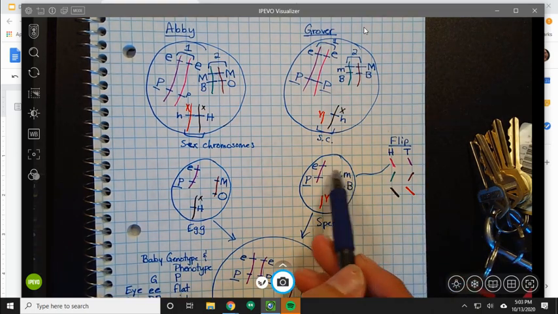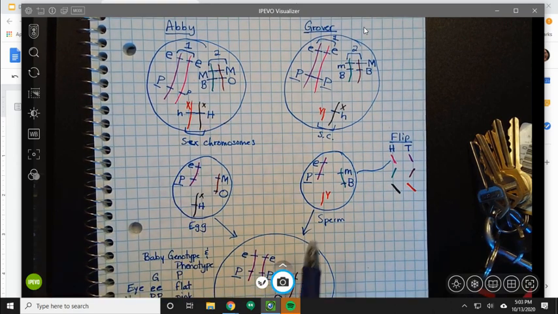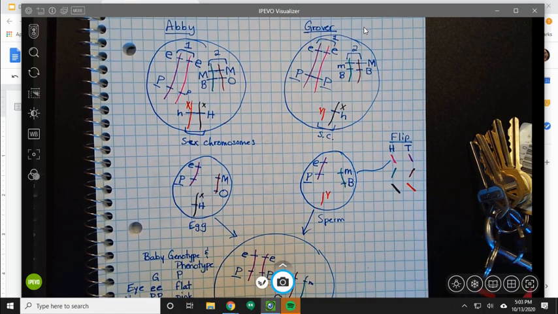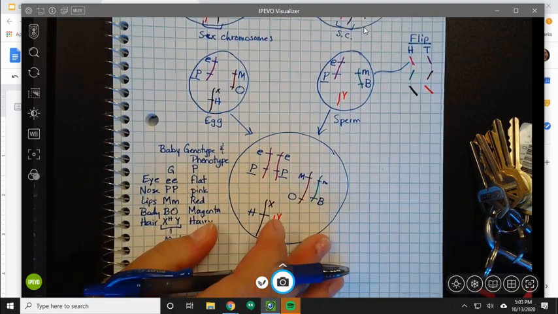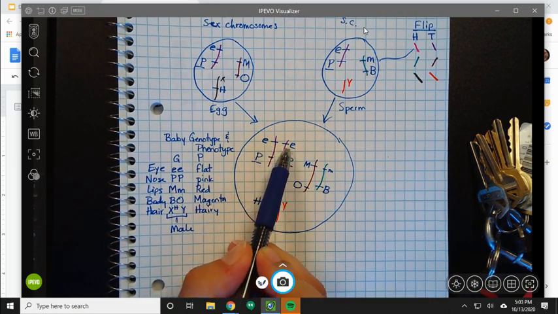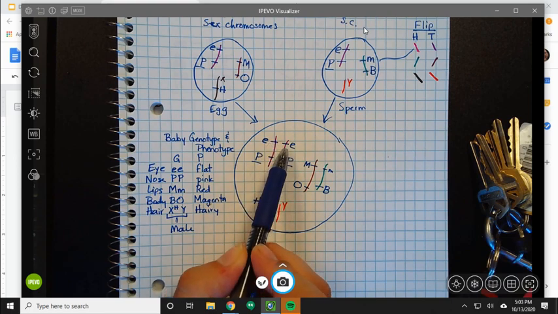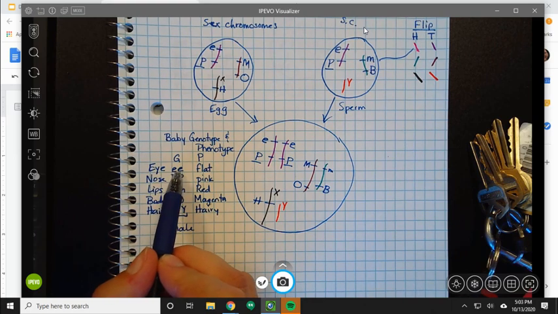So then I'm going to take these 3 chromosomes and put them into our new offspring. These 3 chromosomes in here, because when the egg and the sperm join together, this is what you get. They mix up their genetic information, and now we have this new organism down here. I can see that I've got a recessive allele and a recessive allele. So I can write that information over here. There's my genotype for the baby.